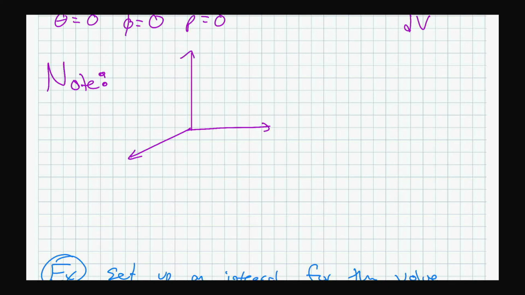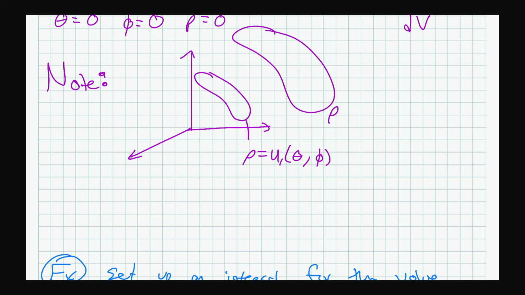If you've got a surface here, for example, let's say this is rho equals a function of theta and then phi, say u1. And then out here, you have another, rho equals u2 of theta and phi. So notice it's not bottom and top anymore. It's inside and out compared to where 0, 0, 0 is.